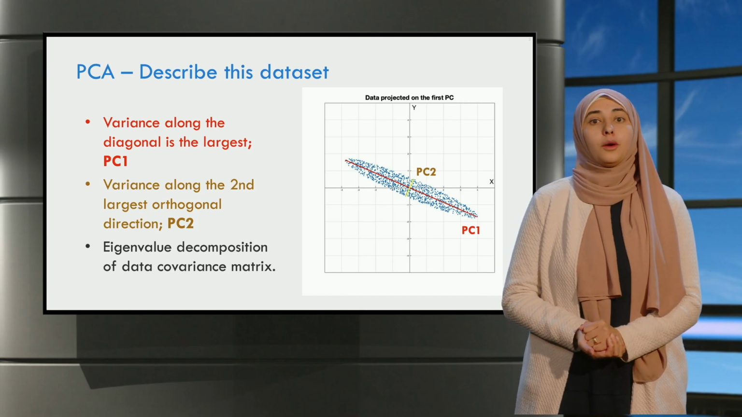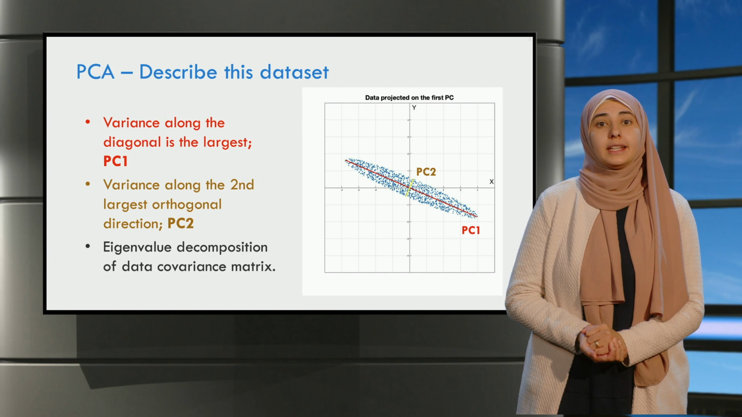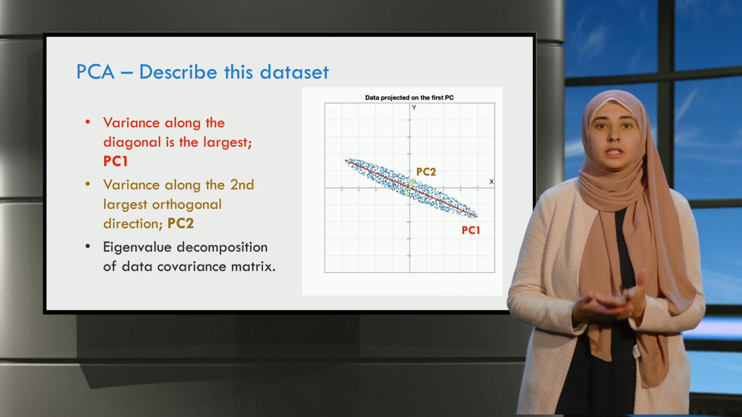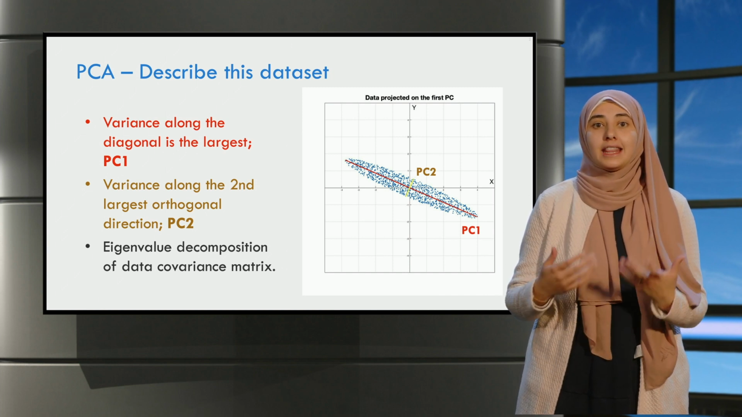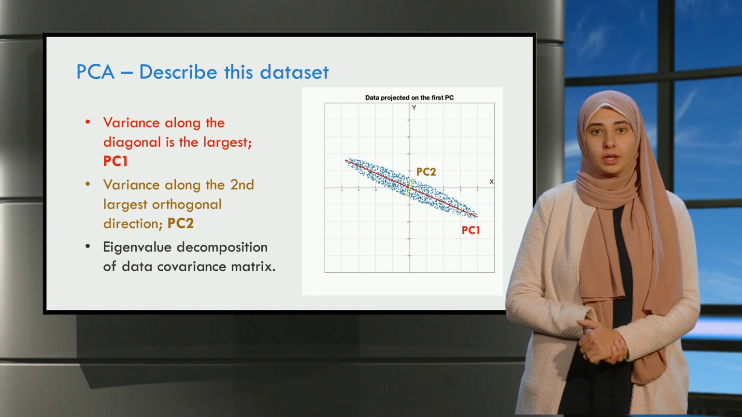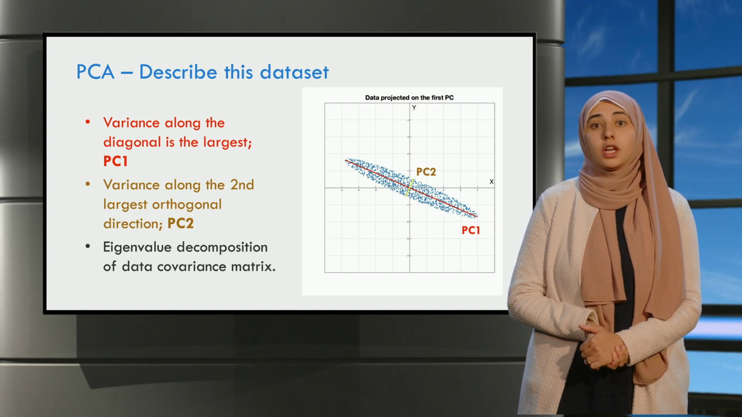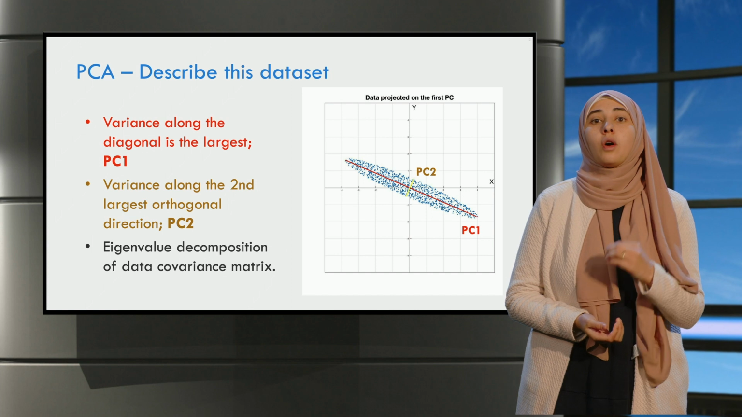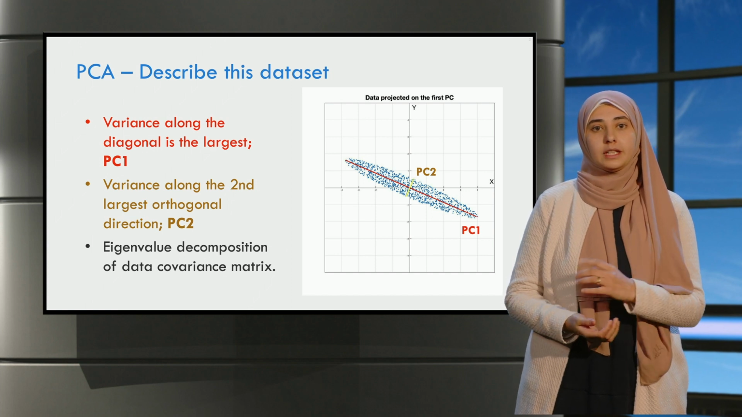In this video, we will discuss how PCA is used to reduce dimensions of a dataset and how much information is lost with this reduction. Principal component analysis of a dataset is finding the principal component directions and the variances along each component. Those are found using the eigenvalue decomposition of the covariance matrix of the data.